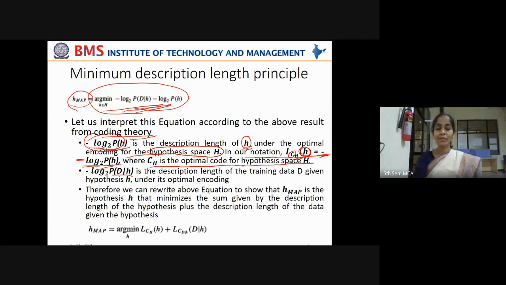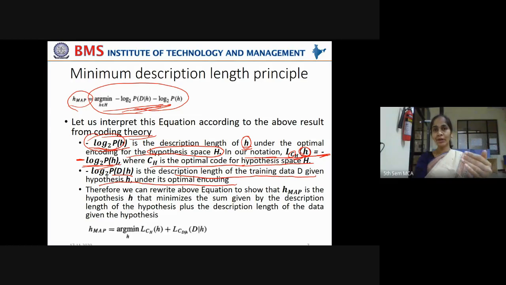Now, minus log to the base 2 probability of D given H. What is this one? We have seen probability of H, applying log to the prior probability of H. Now, probability of D given H, applying log to the probability of D given H. It is nothing but the description length of the training data D given hypothesis H under this optimal encoding, taking the same optimal encoding C over the hypothesis space H. Are you following? Taking the encoding technique C for the entire hypothesis space H, you are applying log to the probability of D given H.